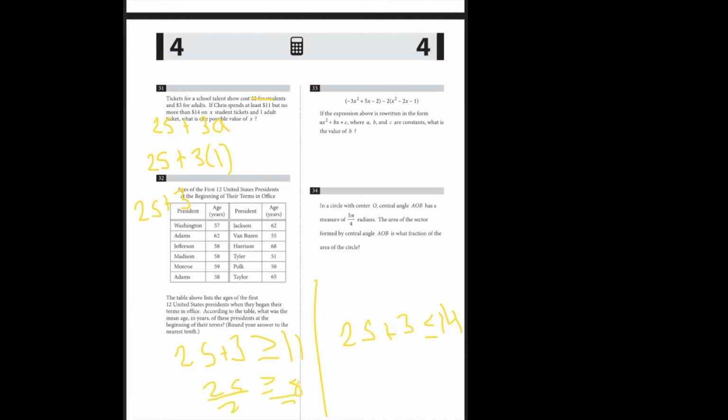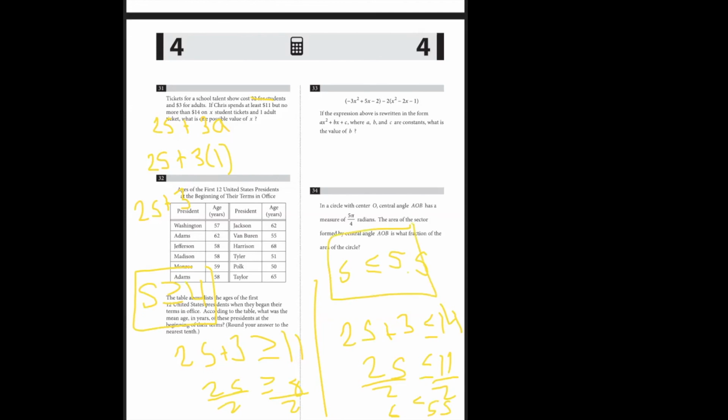Divide by 2. So S has to be greater than or equal to 4. So that's one important fact of this problem. The next one, this becomes an 11. 2S divided by 2. S has to be less than or equal to 5.5. I'm running out of space, so I'll write it over here. That's another important fact. So these are like the constraints of our problem.